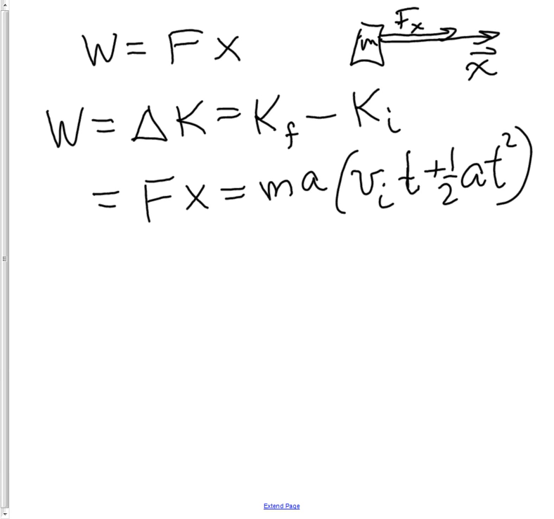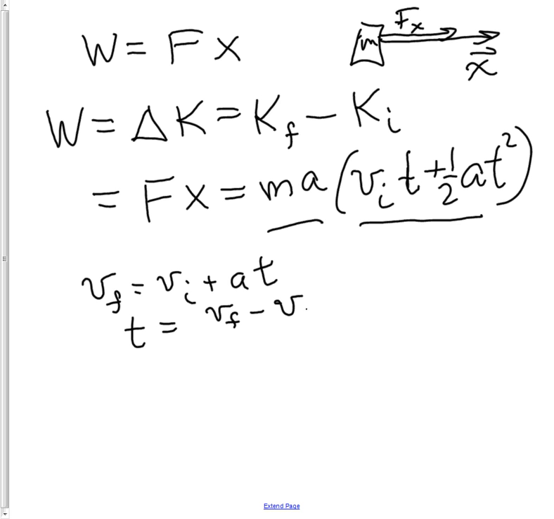So what I've done is taken work and written it in terms of Newton's second law and a little bit of kinematics that we know. What we also know about kinematics is that v final is equal to v initial plus a t. In other words, we can write that t is equal to v f minus v i divided by a. So I'm going to take that and put it in for t here.